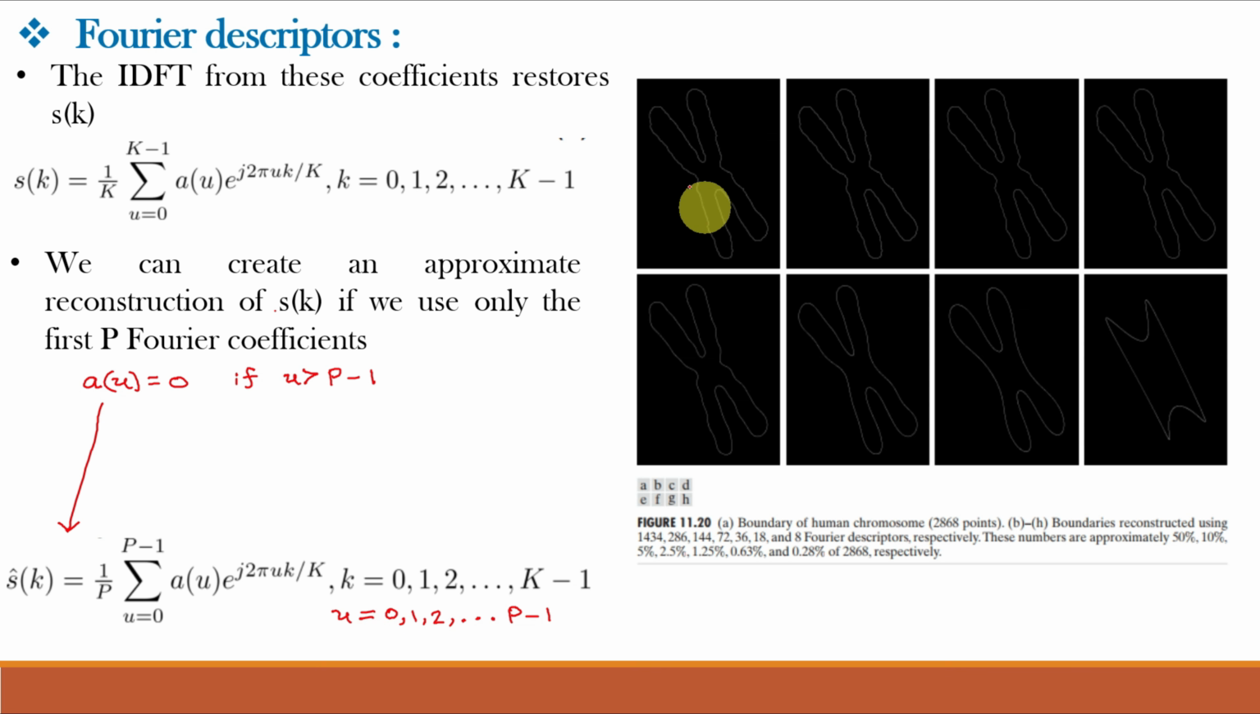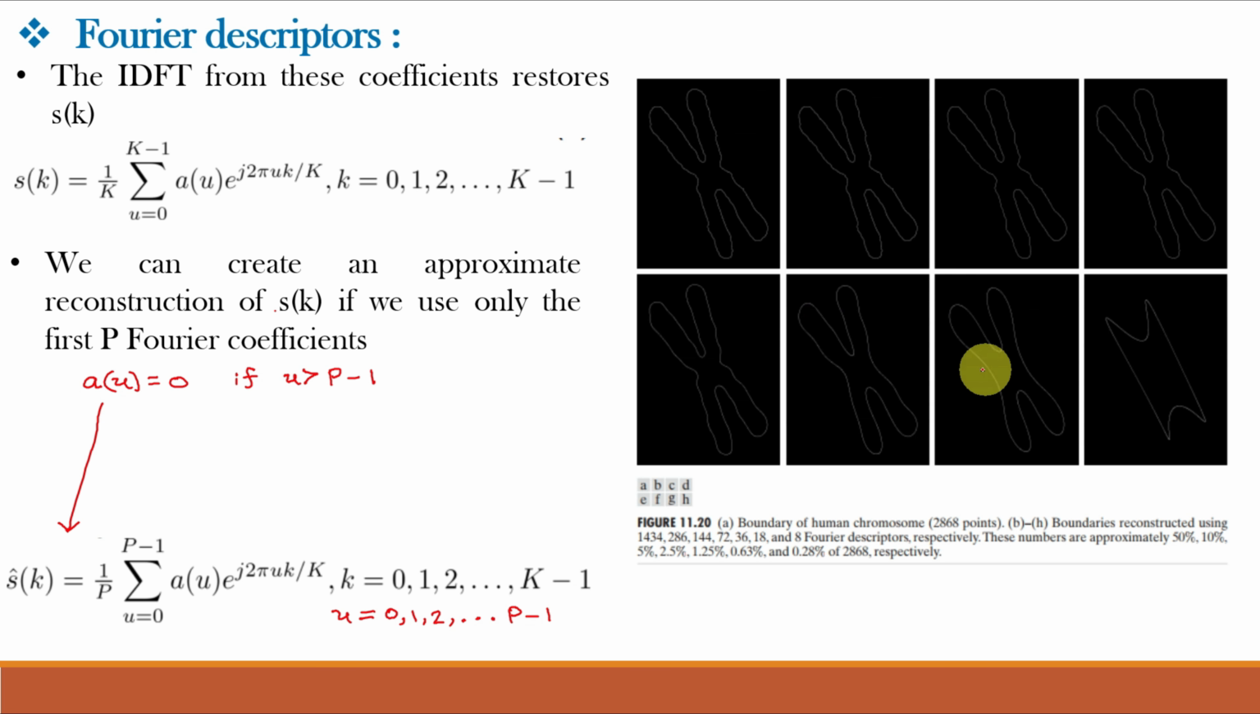This figure shows a human chromosome which contains 2868 points, and these are the boundaries reconstructed using 1434, 286, 144, 72, 36, 18 and 8 Fourier descriptors respectively. And this last figure is just 0.28% of the original figure. So hence we can see that as we remove more and more coefficients, more precision of the boundary is lost.